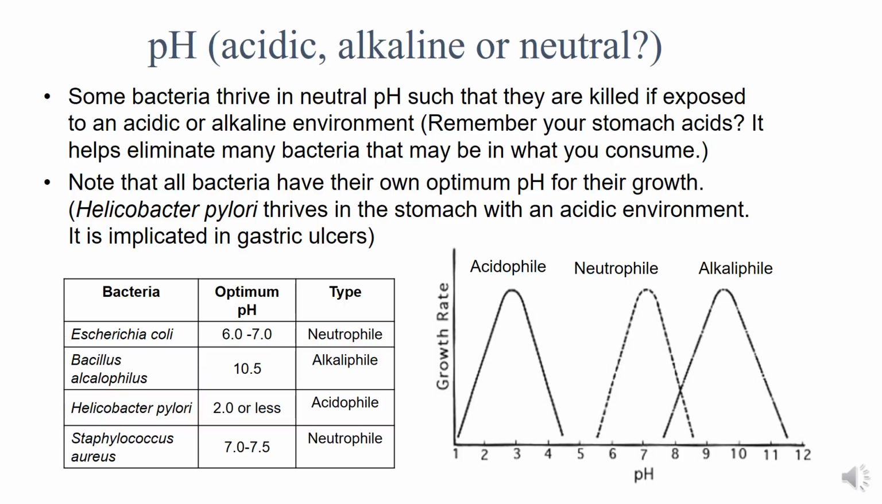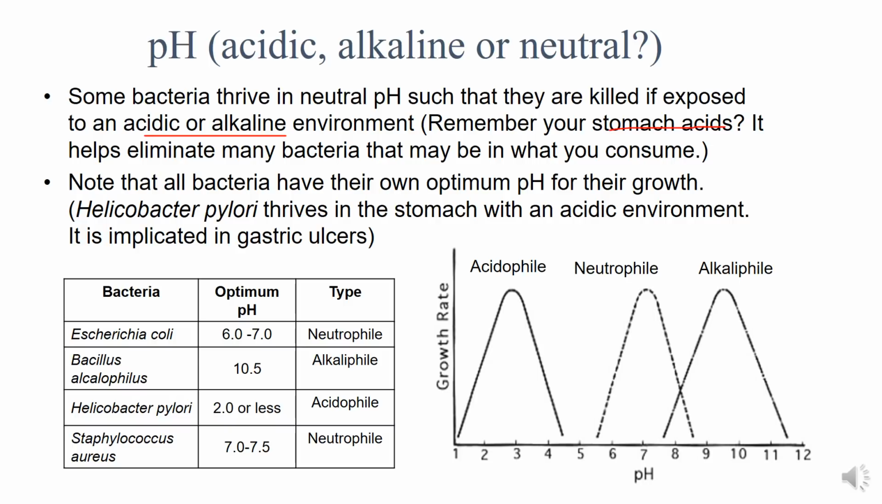pH is another important physiological condition for bacterial growth. Some bacteria like to grow in neutral pH around 7.0, and they are usually killed when exposed to acidic or alkaline environment. Stomach acid has a pH of less than 2. This is why most of the bacteria that you find in the food that you consume is killed in the stomach.